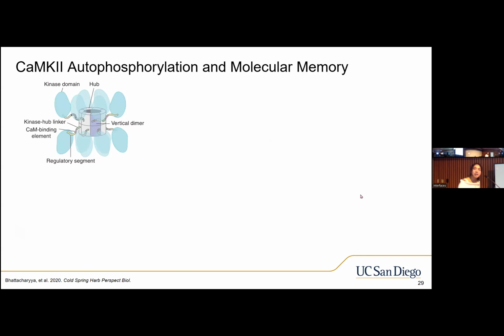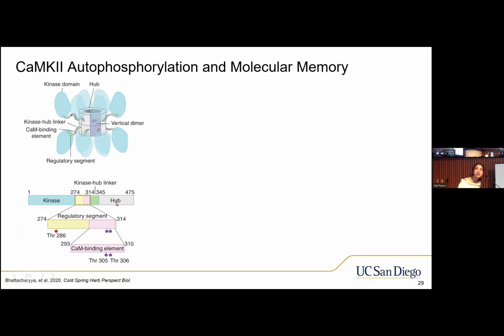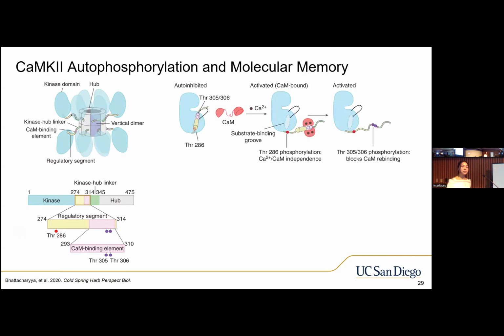Taking a closer look at CAMK2 structure and activity, you'll usually find it as a holoenzyme with 12 subunits, and each subunit will have a catalytic or kinase domain, a regulatory domain that has a calmodulin binding element, and an association hub that allows it to come together with other subunits to form this bigger holoenzyme structure. Prior to activation, the regulatory segment of each subunit is bound to the substrate binding groove of the kinase domain and suppresses catalytic activity. And once it's bound by calmodulin, it releases from the kinase domain and allows catalytic activity to occur.